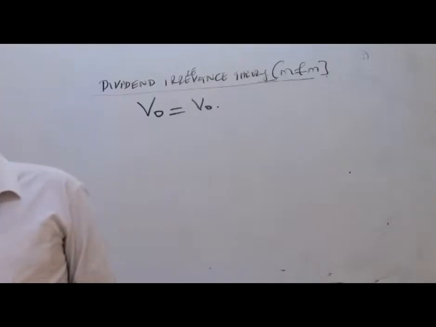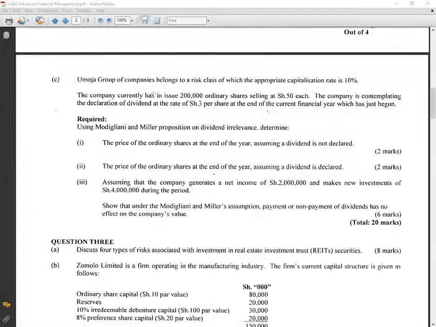So great, ladies and gentlemen, here we are. We are reading: Umoja group of companies belongs to a risk class of which the appropriate capitalization rate is 10%. Capitalization rate is cost of equity, or cost of capital, but here we shall use it as cost of equity. The company currently has in issue 200,000 ordinary shares selling at 50 each. The company is contemplating the declaration of dividend at the rate of 3 per share at the end of the current financial year, which has just begun.